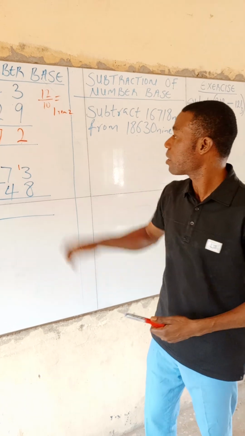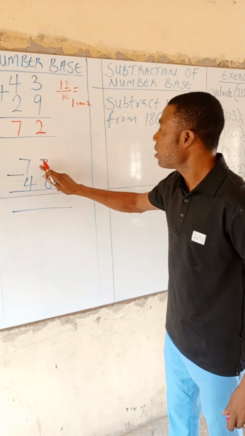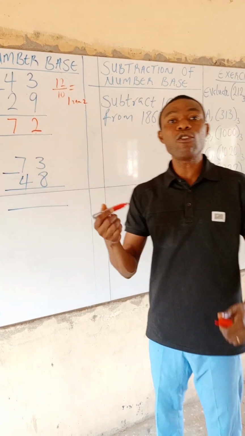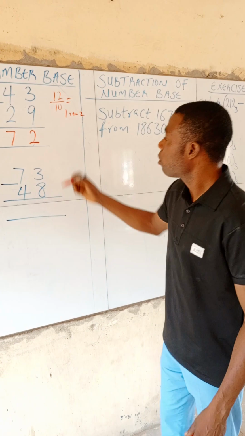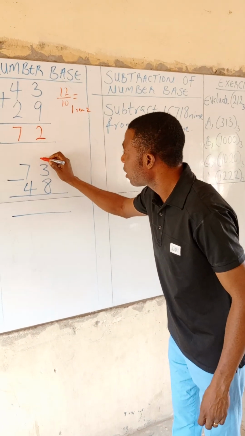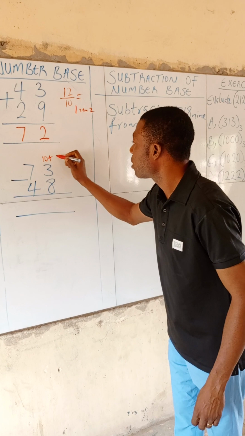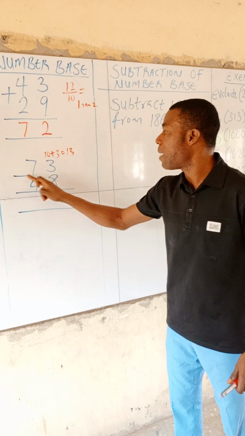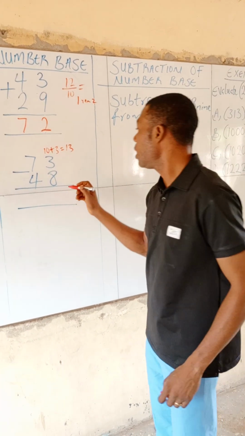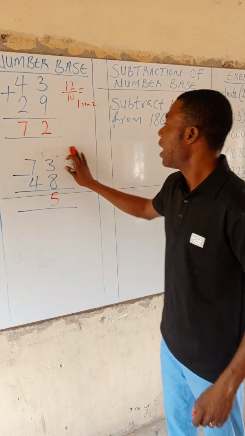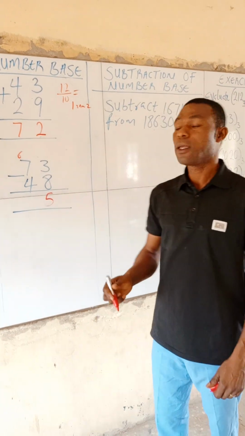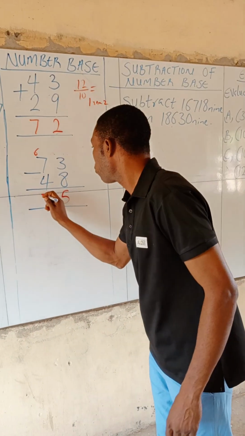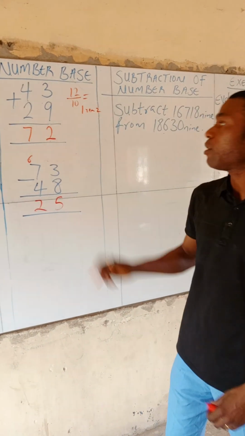Why is that? What we normally do is, since what we are operating on is base 10, if you borrow 1 from here, whatever you borrow is equivalent to the base. So since that 1 is equivalent to 10, we now have 10 plus 3, giving us 13. We now have 13 minus 8. 13 minus 8 gives 5. Then here will be remaining 6, since you've already borrowed 1. So 6 minus 4 gives 2. So that is why we'll be having 25.